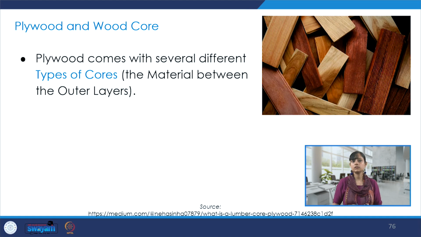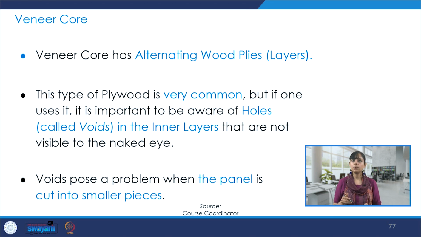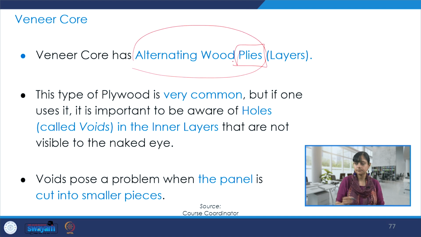Plywood comes with several different types of cores. So there are outer layers and there are sandwich layers, and that's how you prepare a core, and it could be used for different purposes. So when we talk about veneer core, it has alternating wood plies, which means layers. This type of plywood is very common and it is used quite a lot. But if one uses it, it is important to be aware of voids or holes in the inner layers, which are generally not visible to the naked eye. And because of those voids, there could be a problem. They pose a problem when the panel is cut into smaller pieces. So one has to check that.